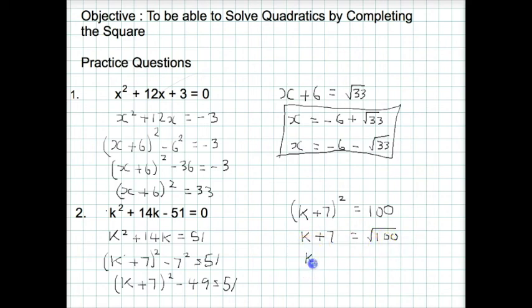So k is going to equal negative 7 when we take that over to the other side, plus or minus root 100. We don't really need to leave that in surd form now because root 100 is 10. So we can write our two answers down. K is going to equal, well, minus 7 plus 10 is going to give us 3, but k can also equal minus 7, and this could be negative 10, which is negative 17.